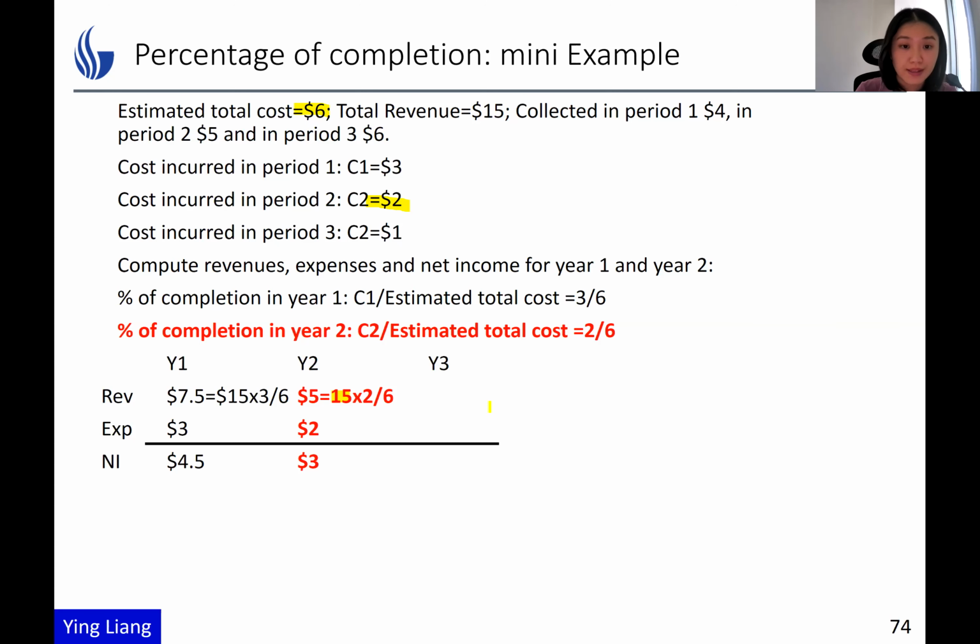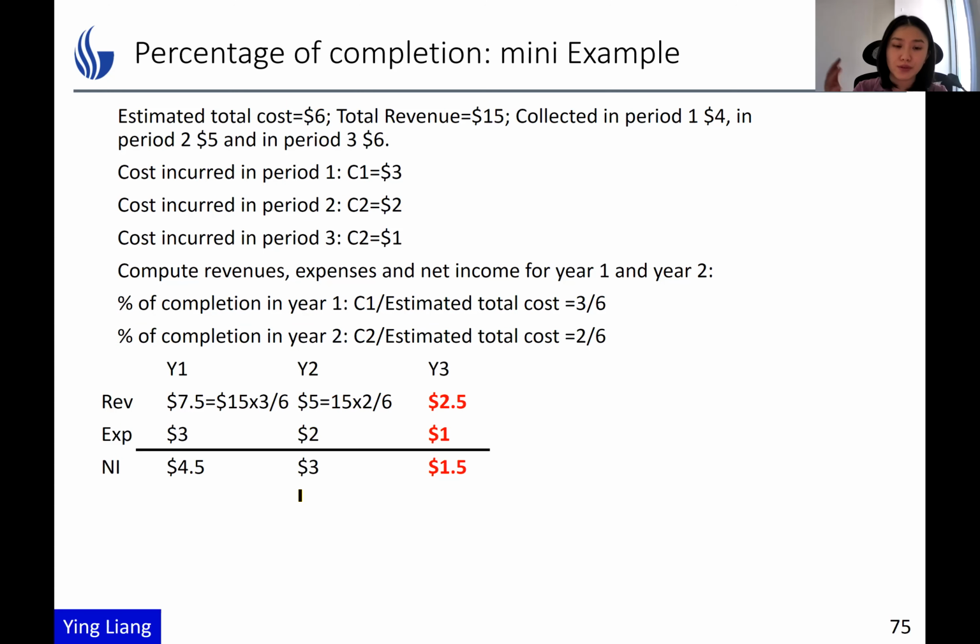How about expense? Expense is the actual $2 cost occurred in period 2. So I have $5 as revenue, $2 as expense. The difference, $3, is my net income. I use the same to do year 3, no problem. It's basically 2.5, which is $1 divided by 6 times 15. Expense is $1, and then net income is 1.5. So this is the percentage of completion.